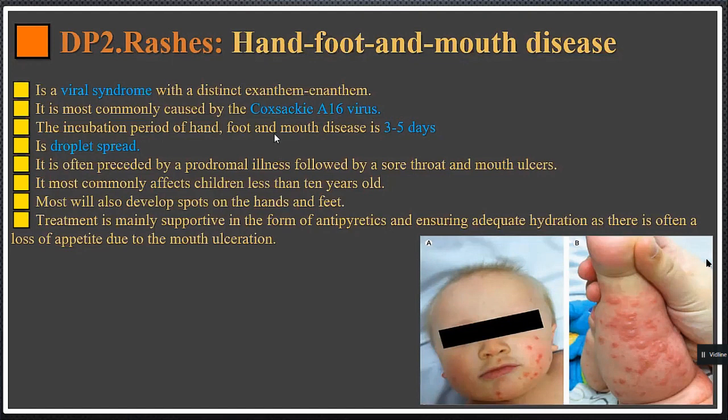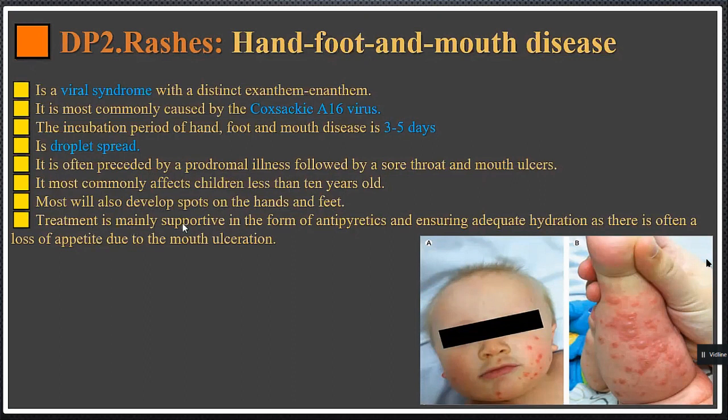Incubation period of hand, foot, mouth disease, 3 to 5 days. Droplet spread, they can ask you regarding basic sciences. So these are basic sciences. It is often preceded by prodromal illness, followed by sore throats and mouth ulcers. Most commonly affected children less than 10 years. So you will find this as a scenario, whatever, 5 years, 4 years, 3 years, until 10 years. Most will also develop spots on the hands and feet, and sometimes on the knees.